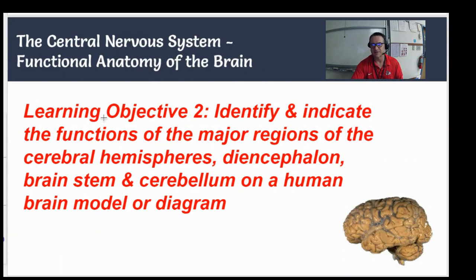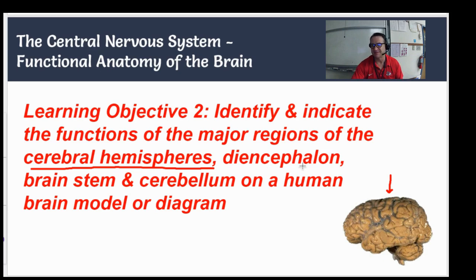Well, today we're going to learn some new stuff. Learning objective number 2. Identify and indicate the functions of major regions of what's called the cerebral hemispheres. All right, so this is right here. Here's your cerebrum. It's the largest part of the brain. So this entire wrinkly area, all this, that's your cerebrum. And there's different cerebral hemispheres. So there's a right cerebral hemisphere and there's a left cerebral hemisphere.